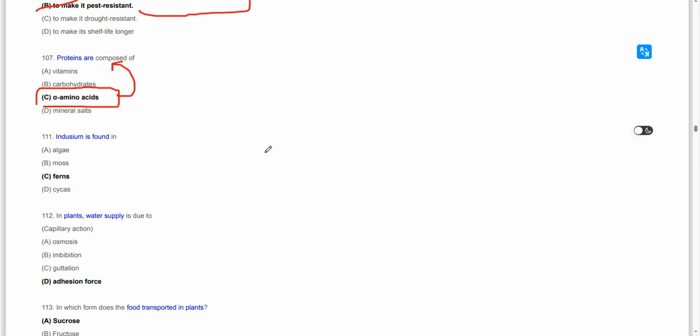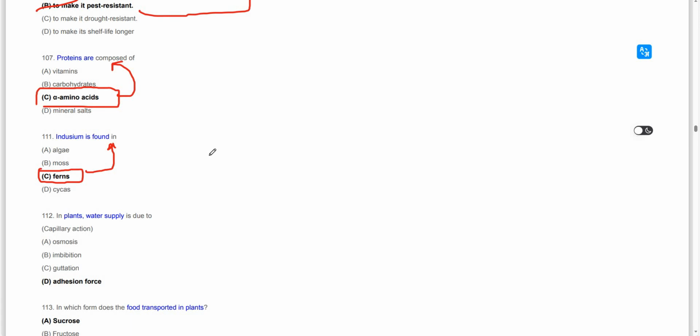Moving on, indusium is found in ferns. Ferns is where the indusium is found.